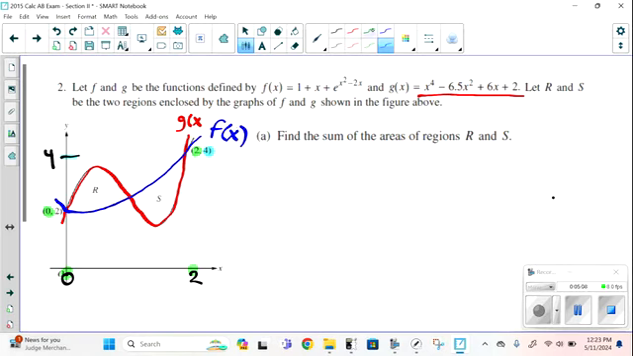We also need this point of intersection right here because I need that value down below. Because if I'm going to find the area, wow, that's a very disturbing little tick mark. I guess it's somewhat better.